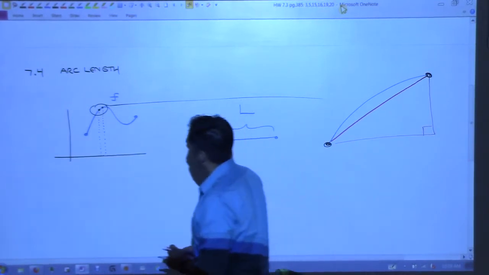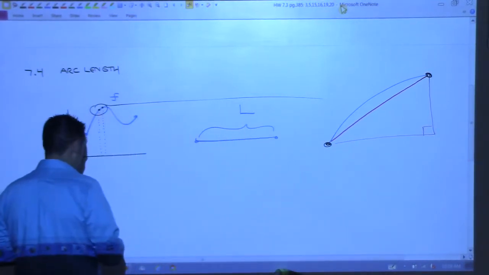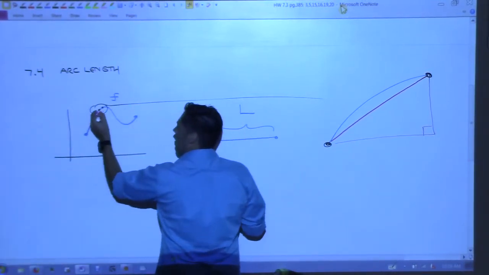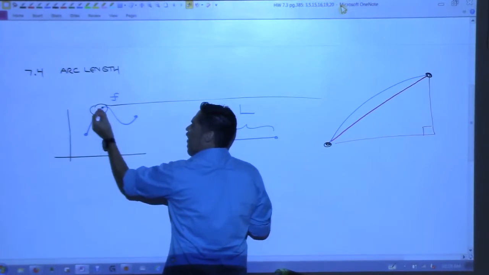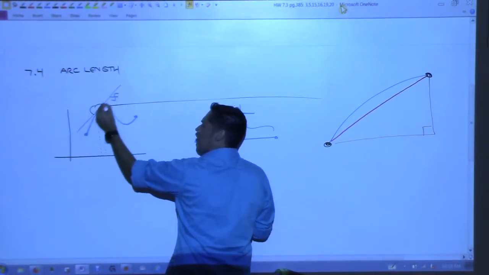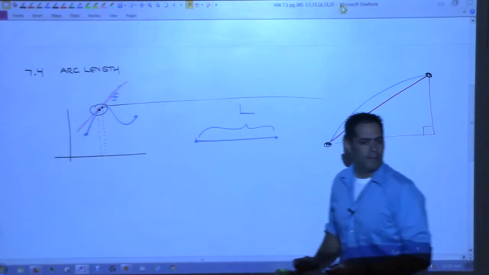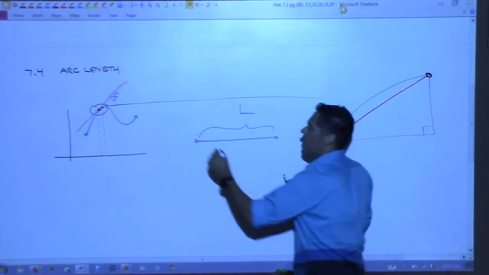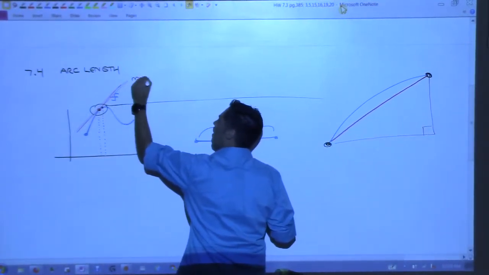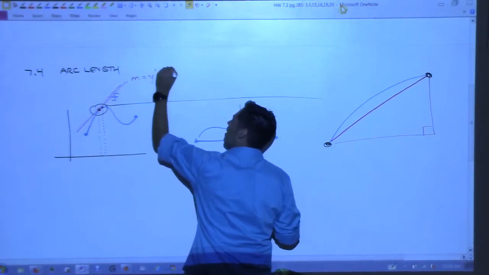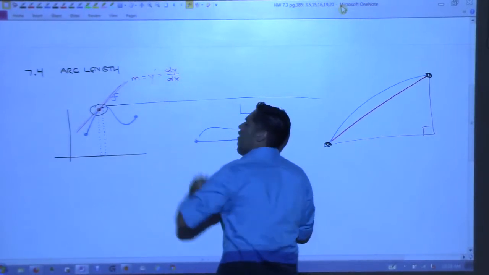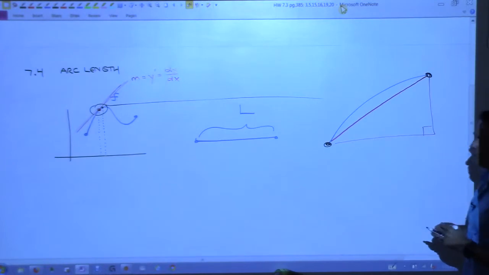Okay, so what could I do? What could I do? Go back over here. Think about Cal 1. If I were at this point right here, in Cal 1, if I took the derivative, wouldn't it give me the slope of that tangent line? Yes? So that red line, the slope of that red line is y prime, which is dy over dx. Agreed?